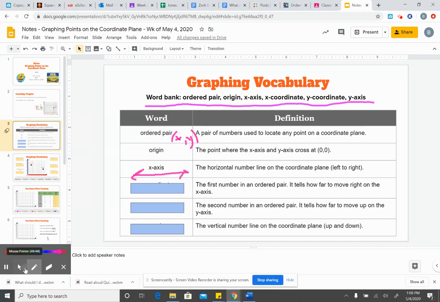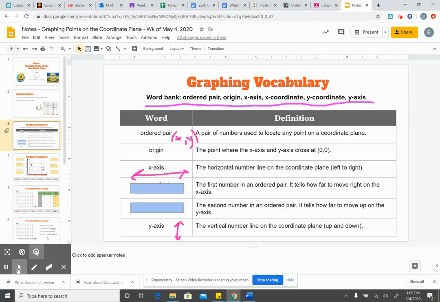Okay, now the other, I'm going to jump down, the other axis that we have, the vertical number line, I'm going to jump to the bottom, is called the y-axis. Okay, and the y-axis, that goes up and down. And they should be labeled for you every time you see a graph.